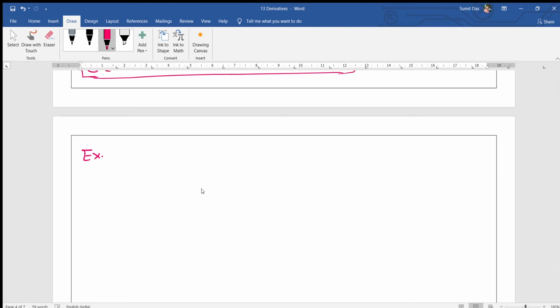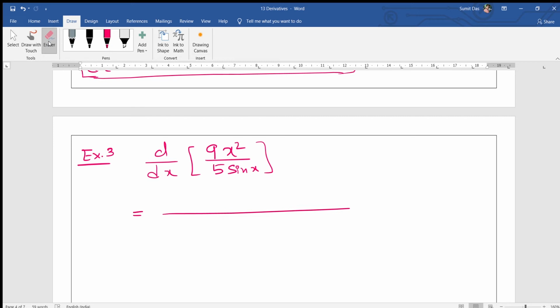So I'm giving one example. Example 4. Suppose we have to find d/dx of 9x squared divided by 5 sine x. So how to do it?